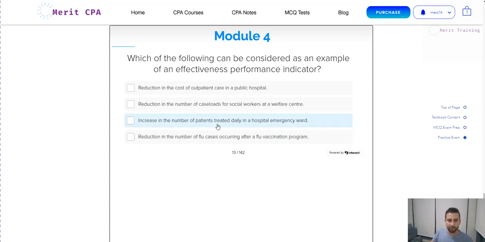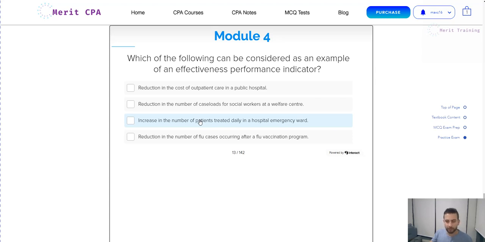So C, increasing the number of patients treated daily in a hospital emergency ward. Depends if their objective is to treat more patients, right? But that, again, that's not necessarily linked to achieving those targets, or those objectives. It could just be driven by a greater population, for example. This is why it's a hard question, right? Because it does seem like you could argue that they've achieved their objective, but it's hard to specifically link it to an objective when it could be other things driving it.